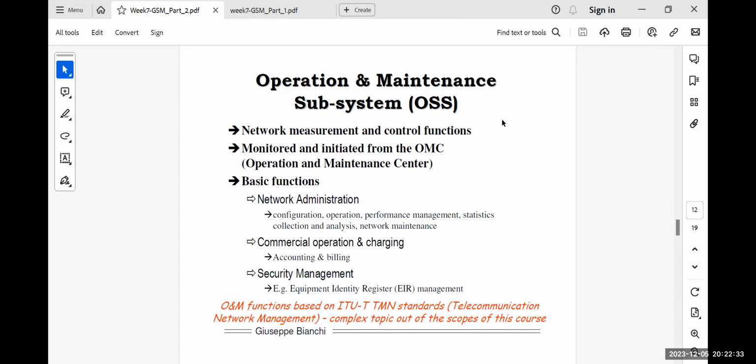After that, we have OSS. We have talked about OSS earlier as well. That is the network measurement and control function, monitored and initiated from the operation and maintenance center. The basic functions are network administration, commercial operation and charging, maybe related to accounting and billing, and security management; the EIR is connected to that. The O&M function is based on the ITU-T TMN standards, a complex topic, and obviously beyond the scope of this lecture. You only need to know what basic things it covers.